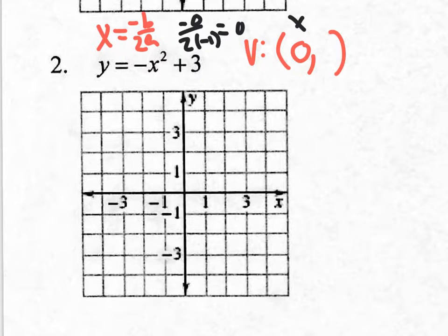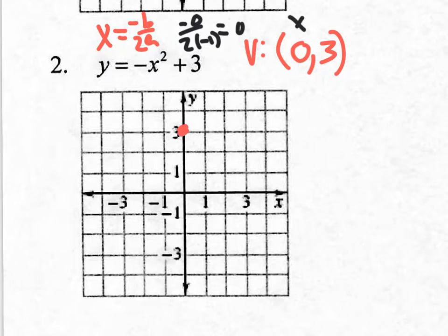Now for the y value of your vertex, it's really easy. You simply plug it in, and that's going to be 0 squared, -0 plus 3, which is going to be 3, correct? Yeah. So there's your vertex, 0, 3. Let's all graph it. 0 on the x, 3 on the y.